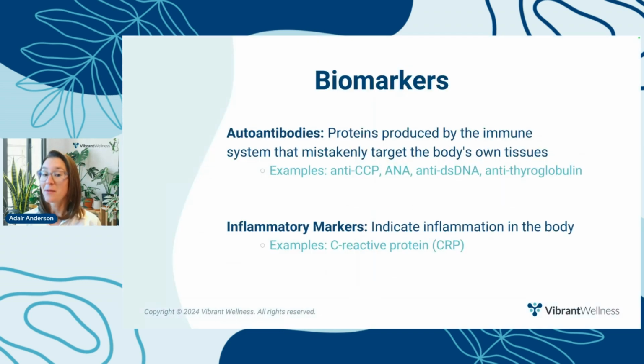There are two main types of biomarkers for autoimmune disease. These are autoantibodies, or proteins produced by the immune system that mistakenly target the body's own tissues, as well as inflammatory markers that indicate inflammation in the body, like C-reactive protein, for example.